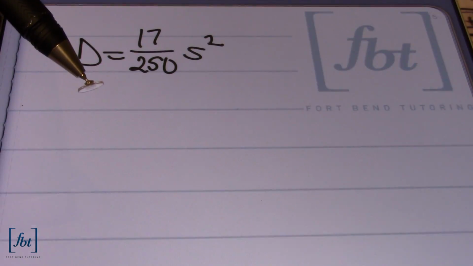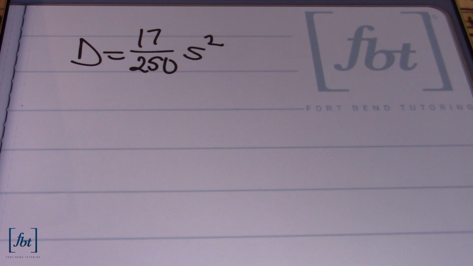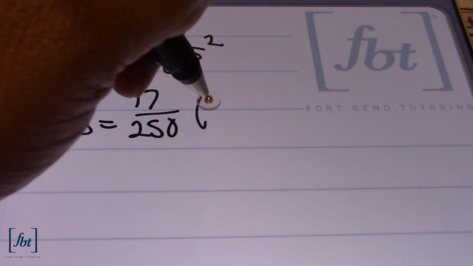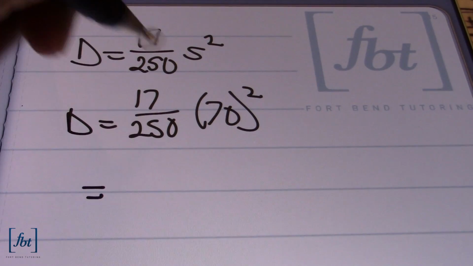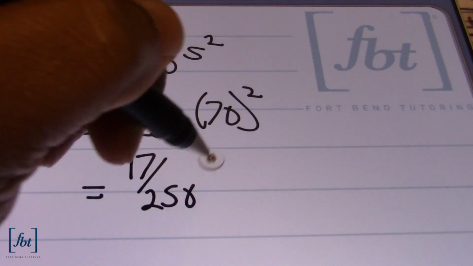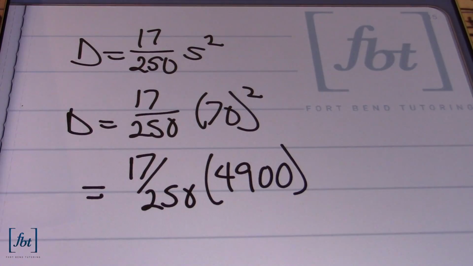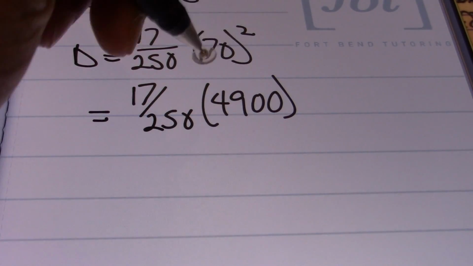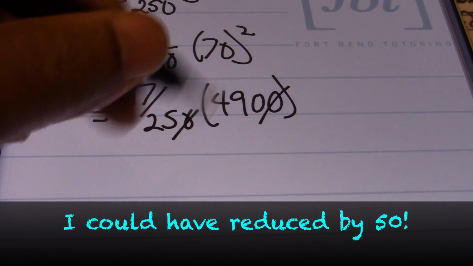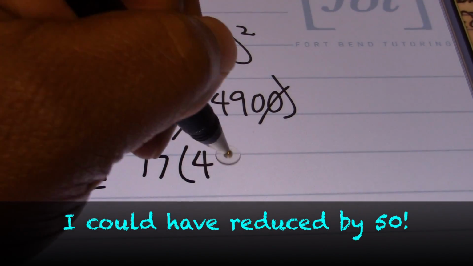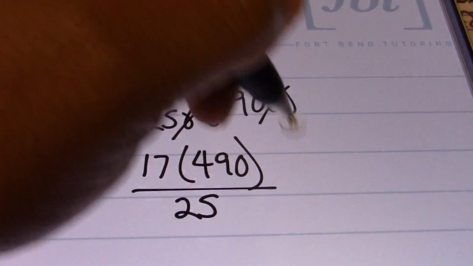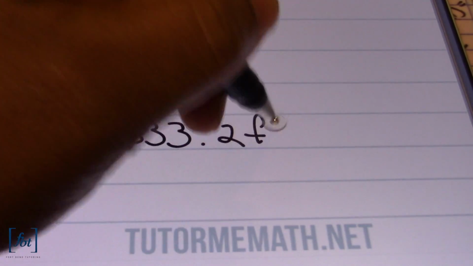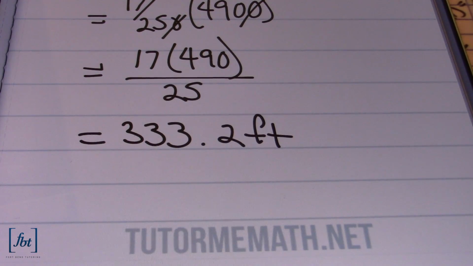For part A, we're asked to find the stopping distance of a car that is traveling 70 miles per hour. So we'll plug in 17/250 times 70 squared. We have our constant of variation times 4,900, that's the result of 70 squared. Then we're going to simplify this. I know I can reduce the 250 and the 4,900 by 10, and so we'll end up multiplying 17 times 490 and dividing that by 25. After simplifying everything, you'll end up with 333 and 2/10 feet as your stopping distance. All right, that's part A.